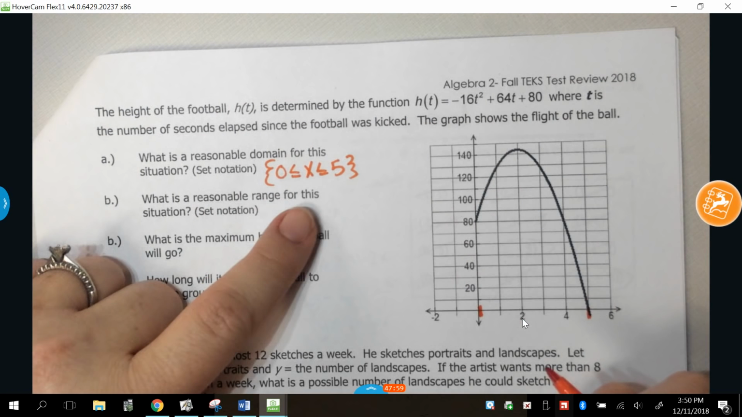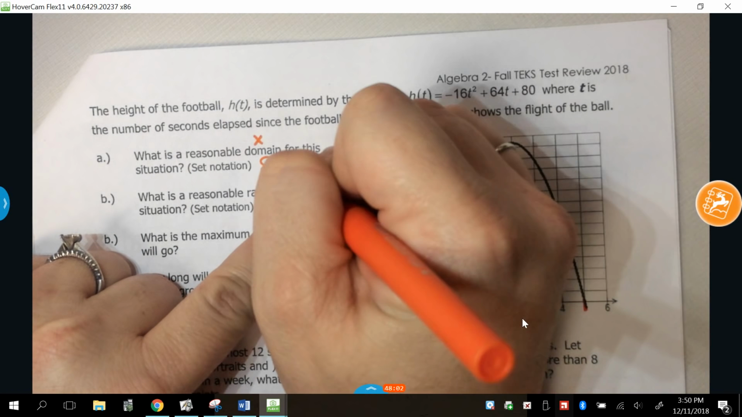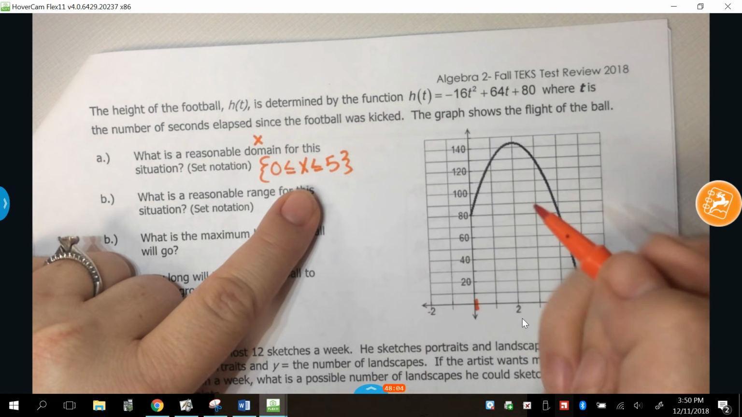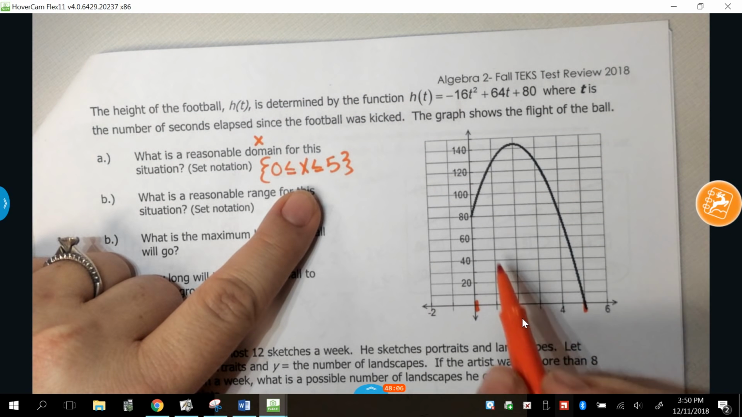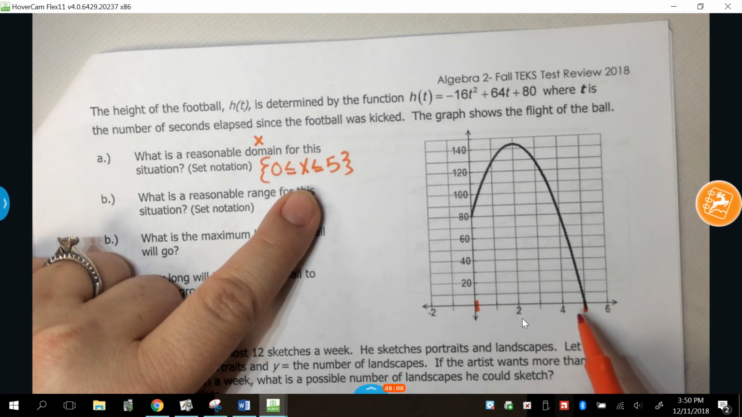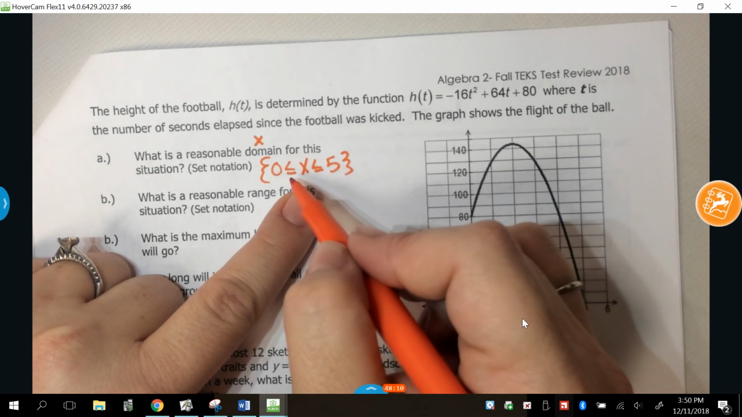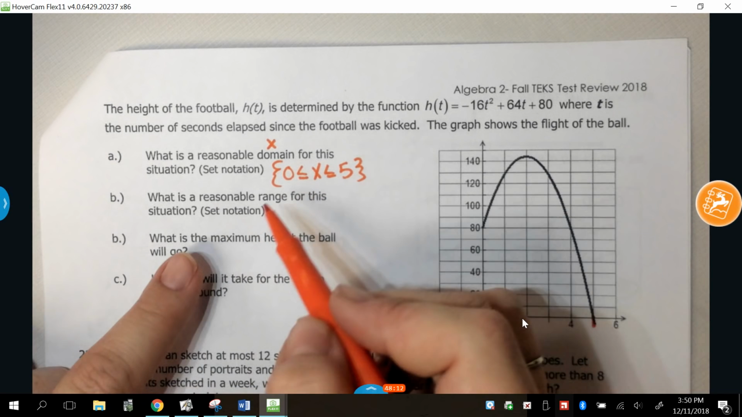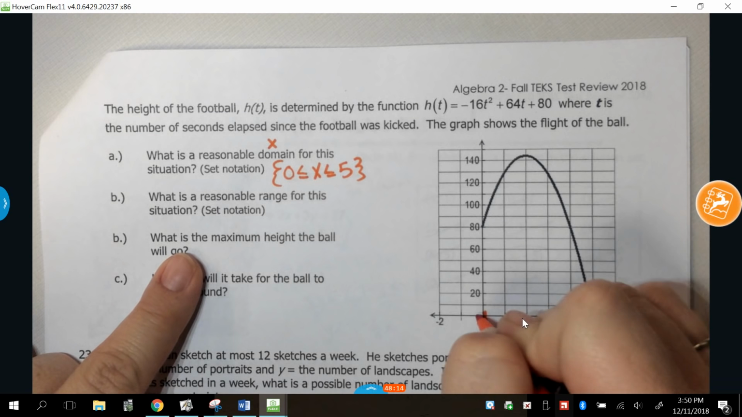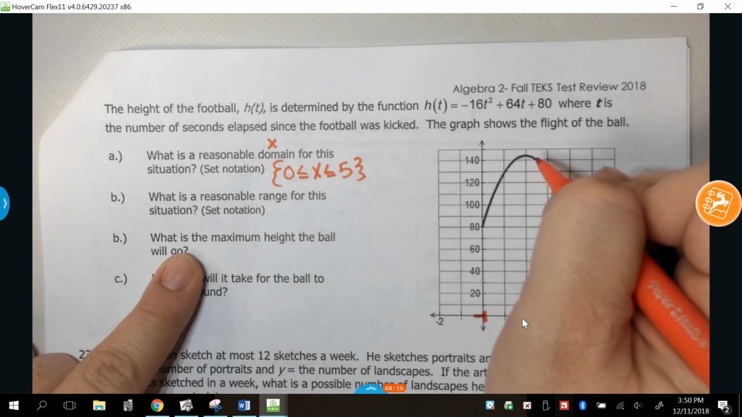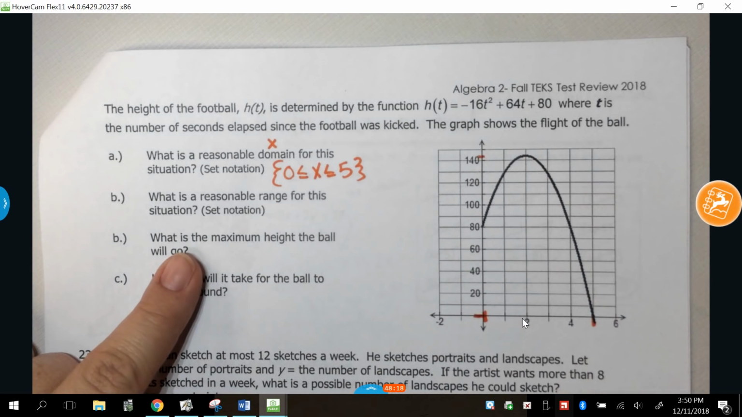Okay, I want you to realize that domain is x, that's why there's an x, and it's always going to be less than or equal to symbols if it touches, which it does touch at 0 here and 5 here. What is a reasonable range? Well, height-wise, it's going to go from 0 all the way to like what? We'll say 142.